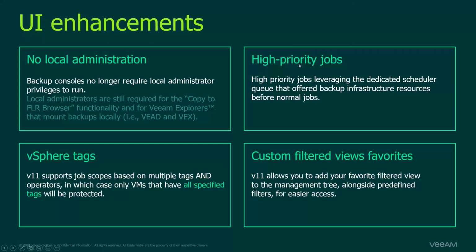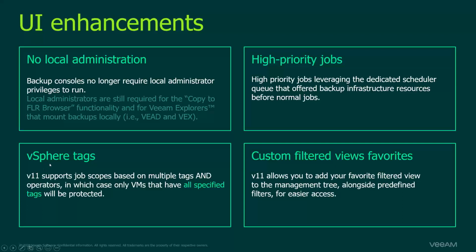Next is high priority jobs. If you have, let's say, VIP customers whose jobs should be prioritized over the other ones, you can enable high priority jobs, and that might be helpful to have backups of critical workloads prioritized in terms of using resources over other backup jobs. Restores are still more prioritized than high priority jobs, but restore is always a mission critical thing.